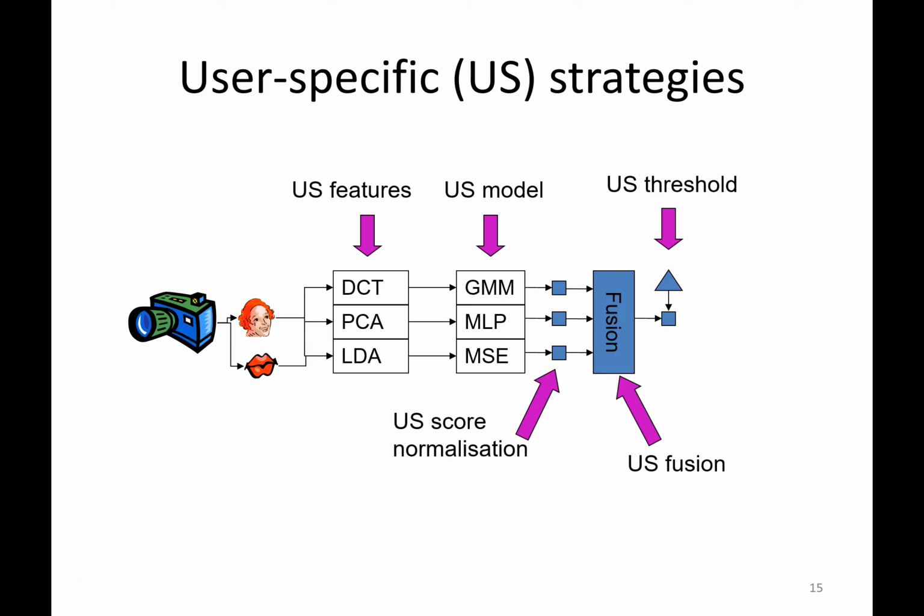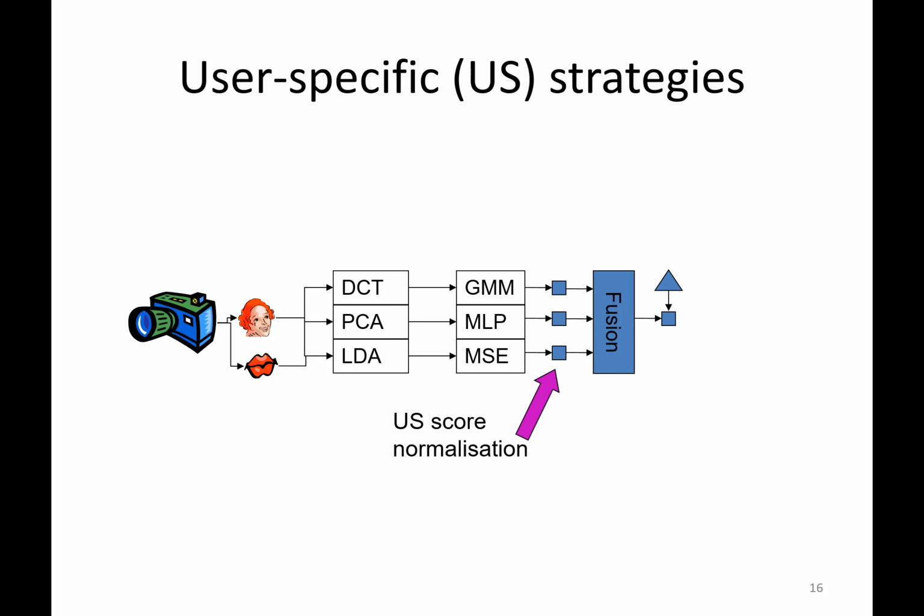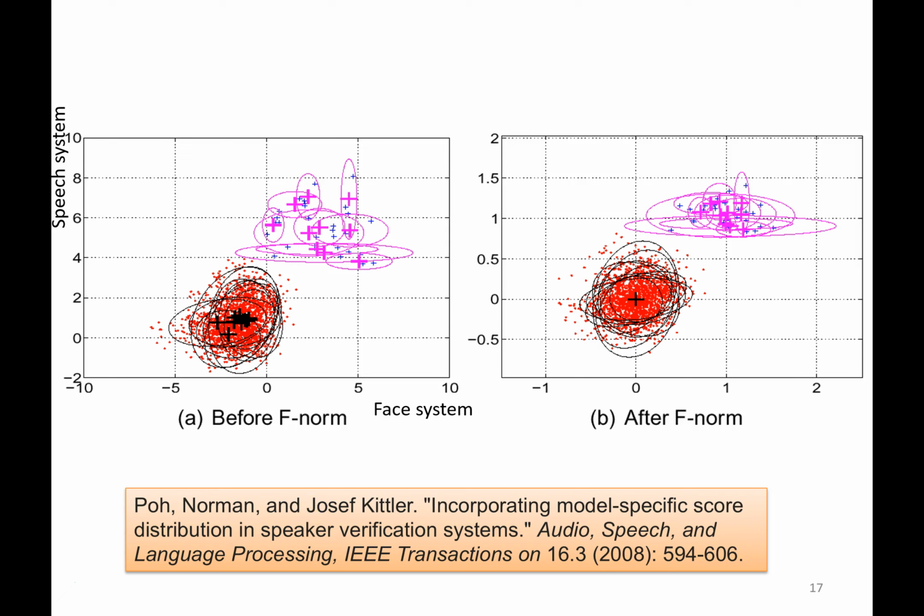But you can also think about user-specific features, user-specific models, user-specific thresholds, or user-specific fusion. So let's just look at one of the approaches here, which is user-specific score normalization. In a two-dimensional space, you have a face system and a speech system. Each cross here is from one subject, with data pooled from the face and the speech at the same time. So you can see that the dots are all over the place.